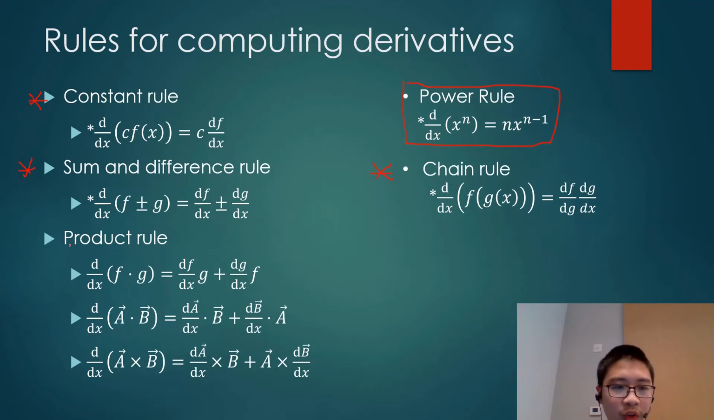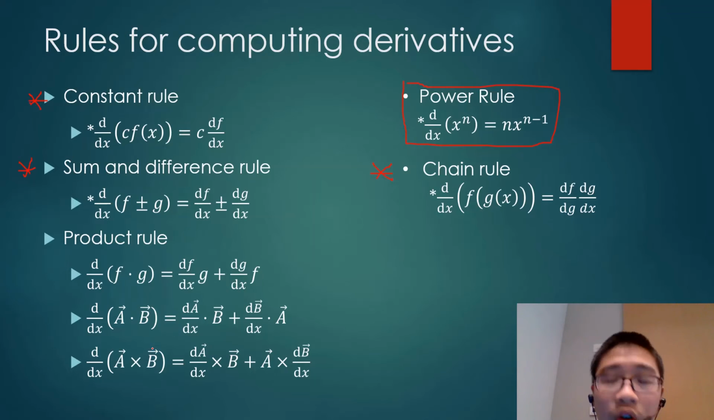And next one is product rule. It's not quite important, but it's still useful. d/dx of f times g is just equal to df over dx times g plus dg over dx times f. If these two functions are vector valued functions such as a and b, then d/dx of a dotted with b is equal to dA over dx dotted with b plus dB over dx dotted with a. The d/dx of a cross with b is just equal to dA over dx cross with b plus a cross with dB over dx.